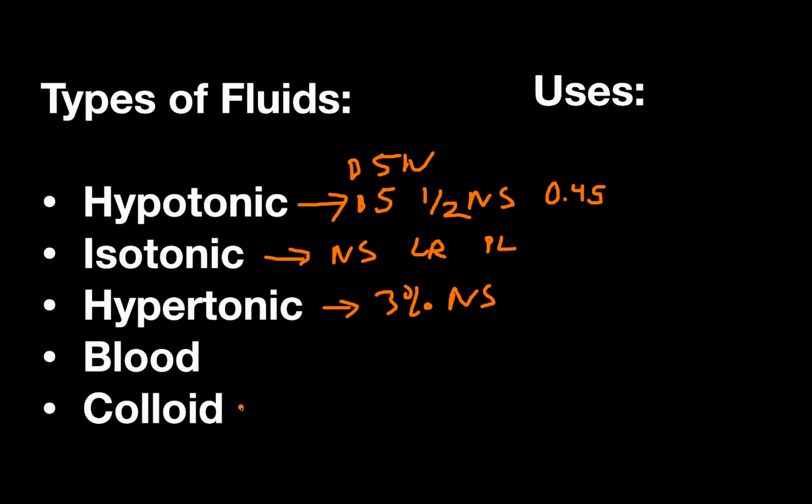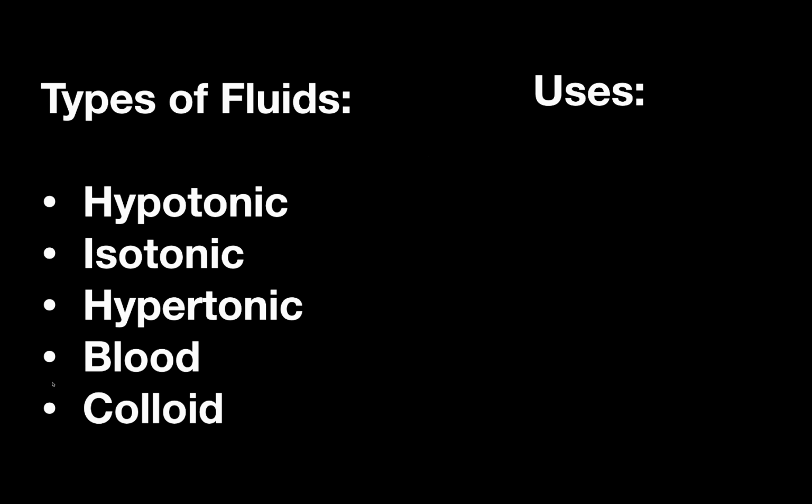Then colloids are things like, most commonly, albumin, but there's also some more synthetic colloids called things like hetastarch or Hespan. So that might also be seen at your hospital. Those are not used too much. So like I said, when you're thinking about giving a patient fluids, usually you're going to be thinking about hypotonic or isotonic or potentially blood if the situation calls for it. Hypertonic and colloids should really only be used in very specific scenarios. You should really know what you're doing if you're choosing to order those fluids.